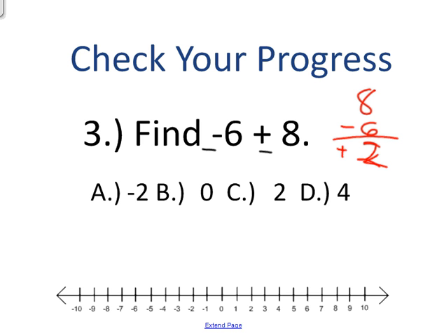If we check it out on a number line, I go 6 units negative. That's right here. And then I move back 8 units to the positive side. 1 unit, 2 units, 3, 4, 5, 6, 7, and 8. And it does check out to be +2.